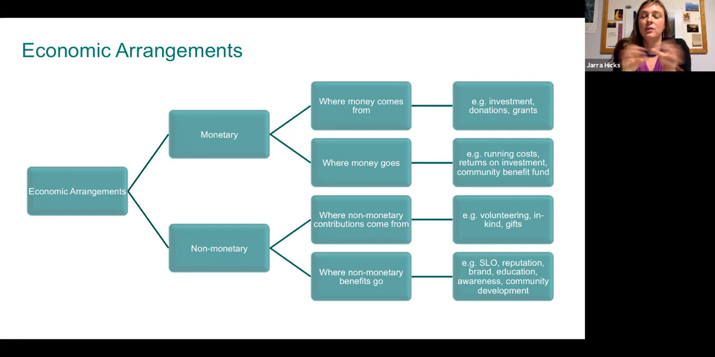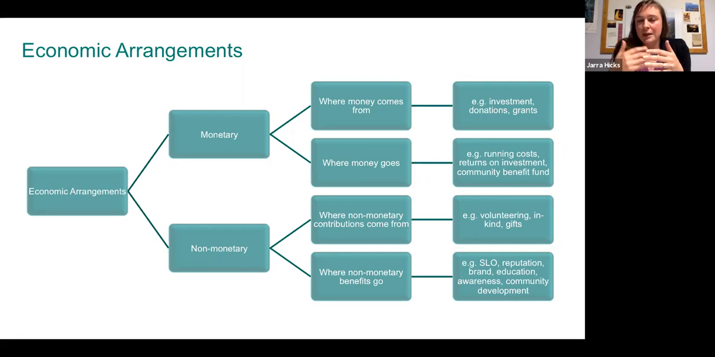I use the phrase economic arrangements because it's broader than finance, and it includes both monetary and non-monetary aspects. In terms of the monetary aspects, it's thinking about where your cash flow comes from and where it goes to. It might come from investments, donations, grants, and it might go to your running costs, your staff, your returns on investment, and maybe your community benefits, however that might be facilitated.